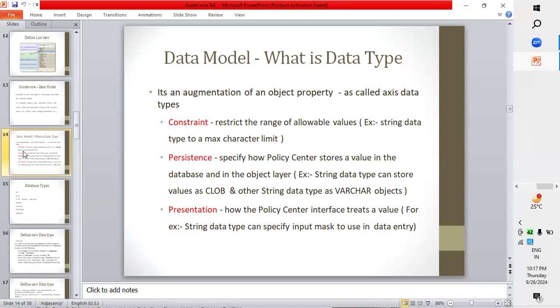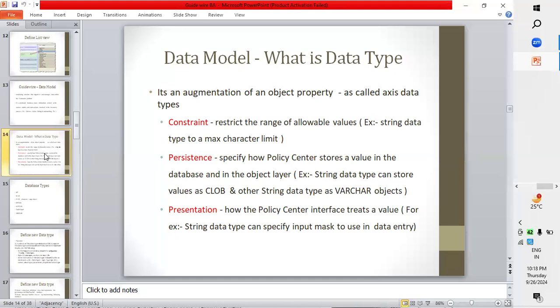Treats user interfaces. When using Policy Center, these are the three different types of data which normally we will be having.